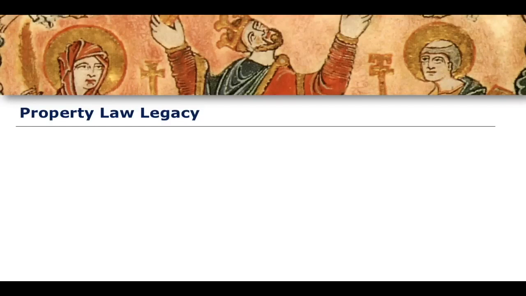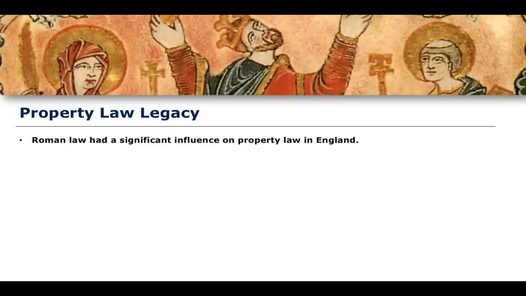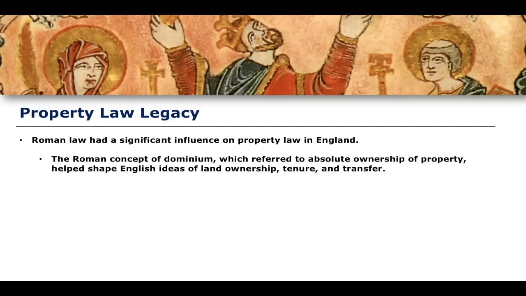Another area where we see quite a significant amount of influence is when we look at the legacy of property law from the Roman law tradition. Roman law had a significant influence over the way in which property was adjudicated. The Roman concept, for example, of dominion, which referred to the absolute ownership of property, helped to shape the nature of a variety of different English land law traditions, such as, for example, the nature of land ownership, the idea of tenure, and the nature of transfer.